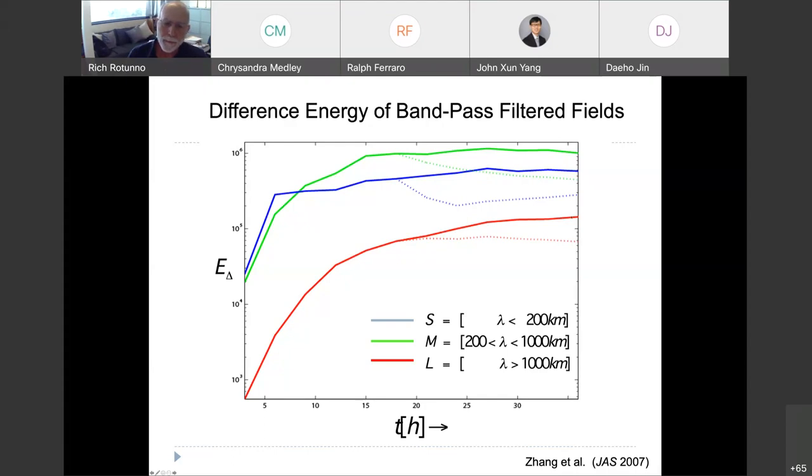And this is what you would expect from the arguments of Ed Lorenz. These dotted lines here are an important piece of the puzzle, because that's the era when you start turning off moist convection. And part of this line of work was to show that moist convection is a very important part of error growth in real meteorological models and nature. Meteorological models, I should say.